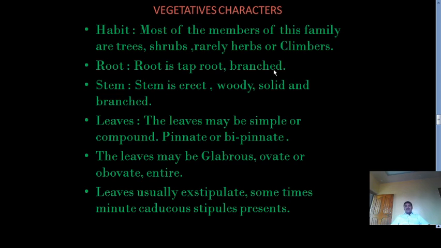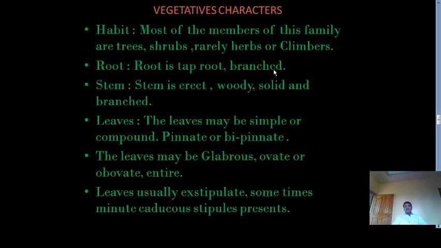Now, vegetative characters of the family. Now, habit. Most of the members of this family are trees. Some of the members are shrubs, and rarely these are herbs. Some of the members are climbers also. Root. The root is taproot and branched. Taproot system means a main root is present, a single main root is present, and it is very well branched.